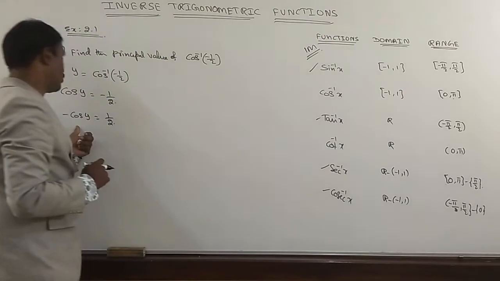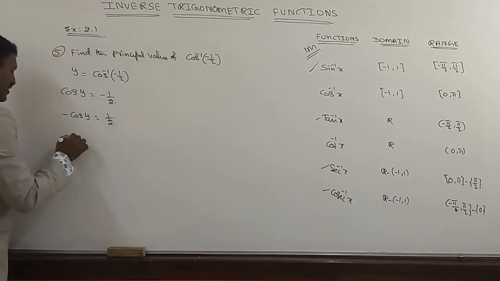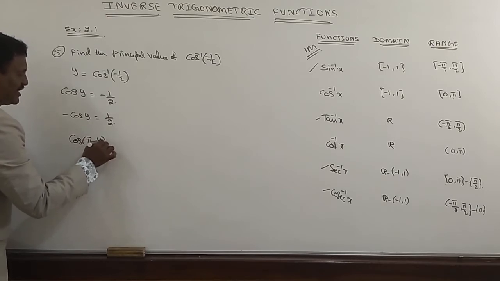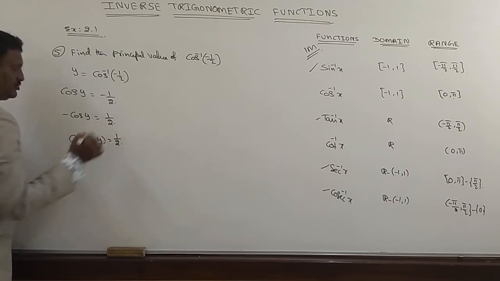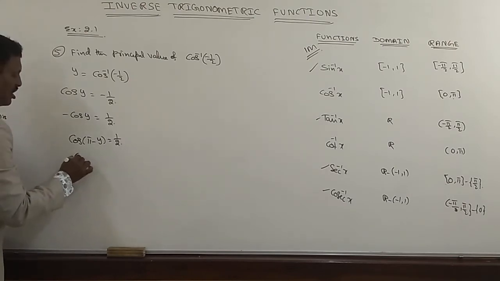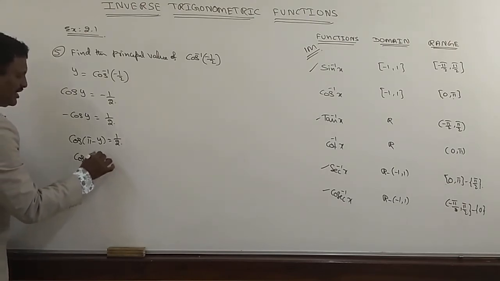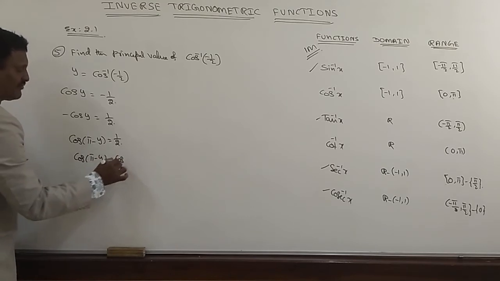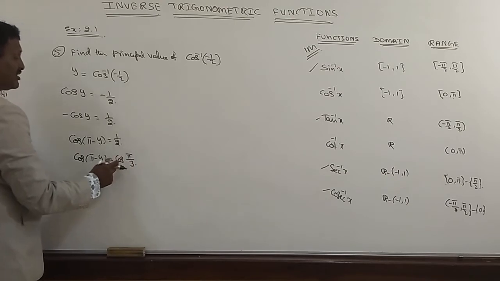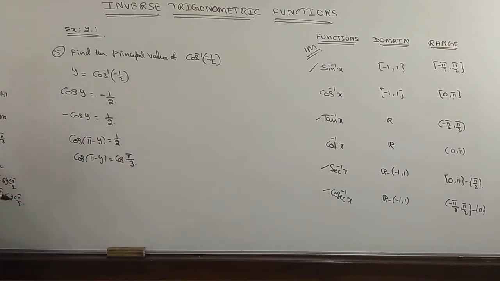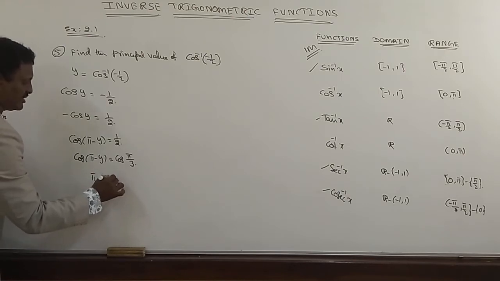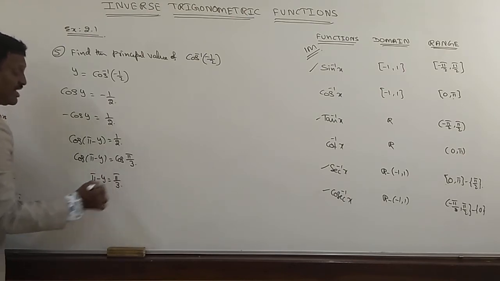So using the second quadrant, minus cos y we can write as cos of pi minus y, that is equal to 1 by 2. So cos of pi minus y is equal to 1 by 2. In terms of cos, we can write cos pi by 3. Cos 60 is 1 by 2. Remove the cos on both sides. Pi minus y is equal to pi by 3.